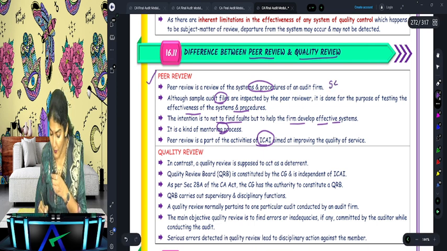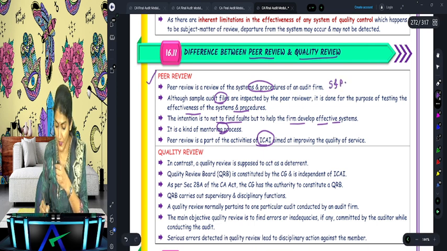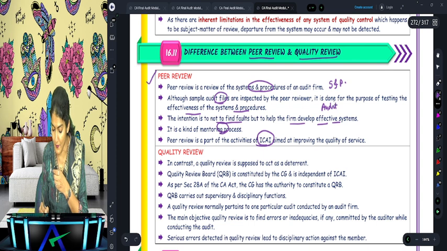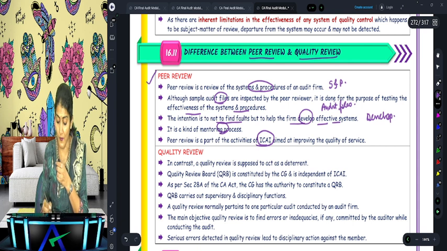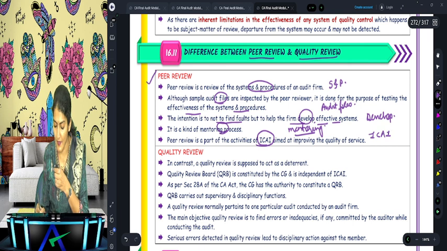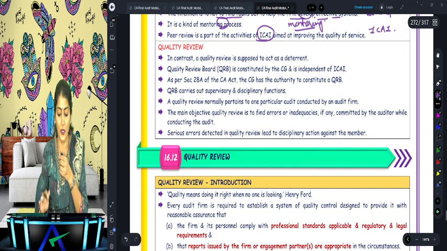So this is just a briefing regarding the peer review. Peer review is a review of the systems and procedures. To check those systems and procedures, you check a sample audit file. The intention is not to find the faults, but to help the firm develop effective systems. So it is more of a mentoring process. And who facilitates the entire peer review process? It says the ICAI facilitates the entire peer review process.